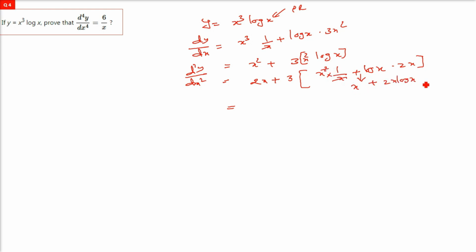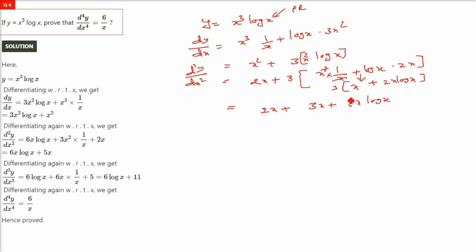So inside this bracket you have x plus 2x log x. And 3 is outside, so multiply it and write. So you get 3x plus 6x log x. So this 2x plus 3x will be equal to 5x, 5x plus 6x log x. So on the left, I've tried to show you the solution that you can follow if you are well aware of this solution. Now for those who are actually interested in the solution, let us proceed for 5x plus 6x log x. Now this will be the third differentiation which we are going to do now.